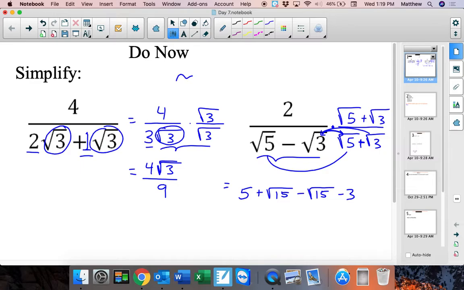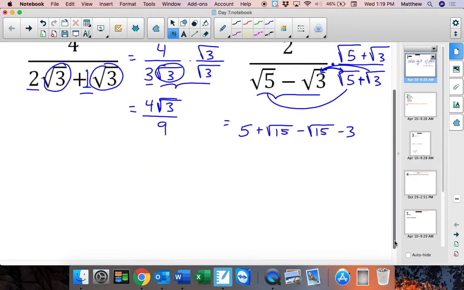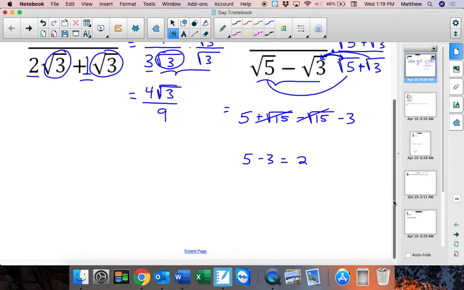So my new denominator, I'm going to scroll down here a little bit, is 5 plus root 15 minus root 15. Those will always cancel out. That's the whole reason we are conjugating. So we get 5 minus 3, which is obviously 2. So my new denominator is 2.